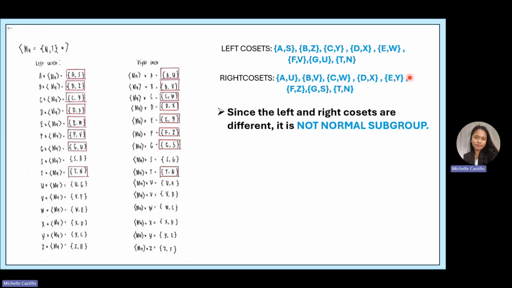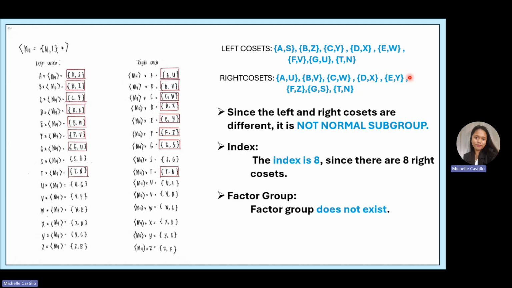Since the left and right cosets are different, it is not a normal subgroup. The index is equal to 8 since there are 8 right cosets, which is the order of the factor group. The factor group does not exist since it is not a normal subgroup.